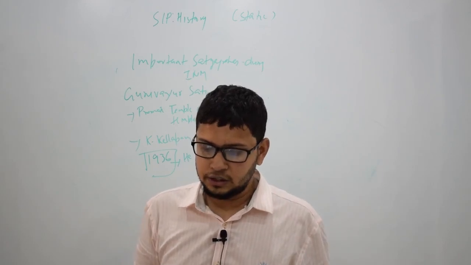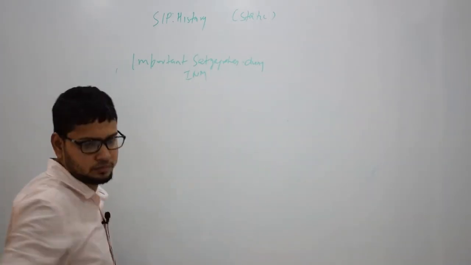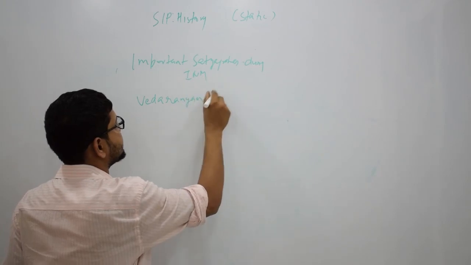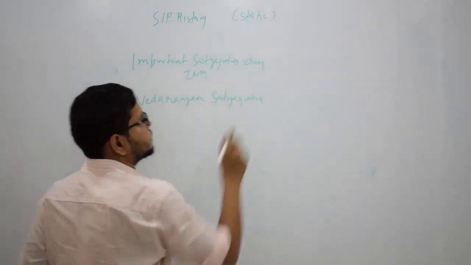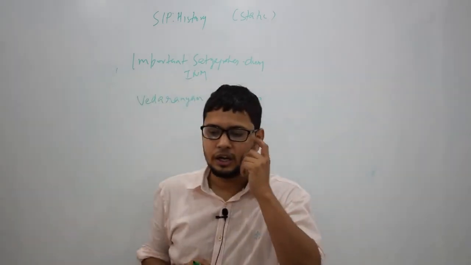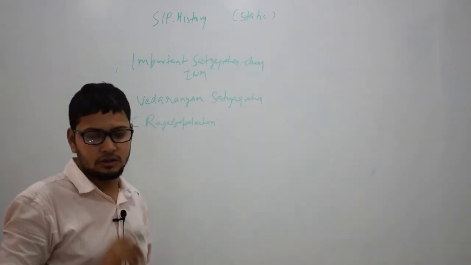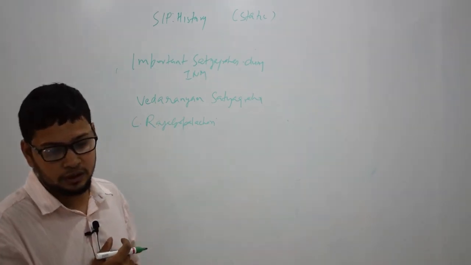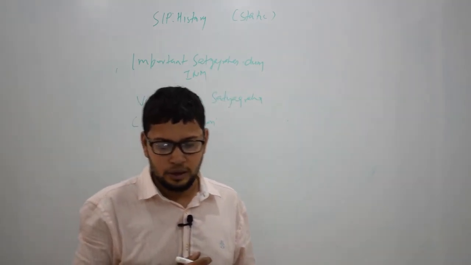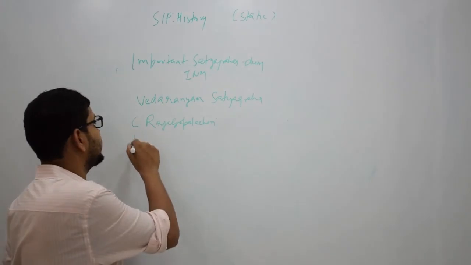Next we have the Vedaranyam Satyagraha. Now this was asked by UPSC, I think two years back. This Vedaranyam Satyagraha was a kind of Dandi March of Tamil Nadu, and the only difference was that it was launched by C. Rajagopalachari with his 150 volunteers, most of them from INC. They started from Tiruchirappalli and went till Vedaranyam, a coastal town in Tamil Nadu, and tried to break the salt laws by making salt.